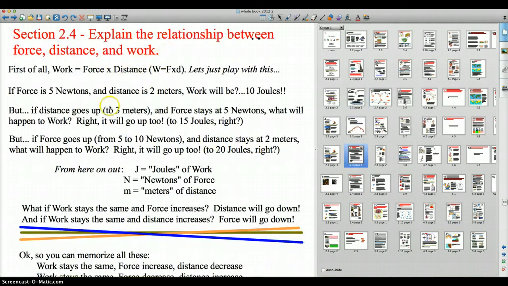Next. The relationship between force, distance, and work. Understand that J is joules of work, N is newtons of force, and M is meters of distance. Understand that when force, let's say, stays the same and distance changes, work changes the same way. Know that if work stays the same and force changes, distance will change the opposite way. The same goes if you keep work the same and distance goes up and down, the force will go up and down with it.